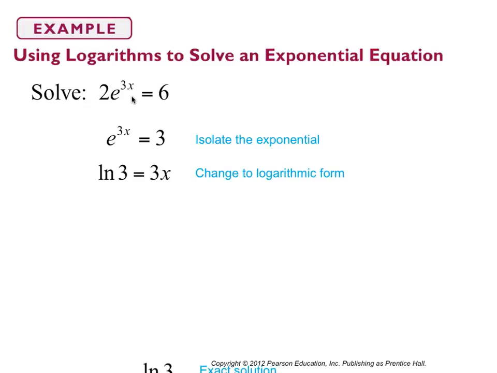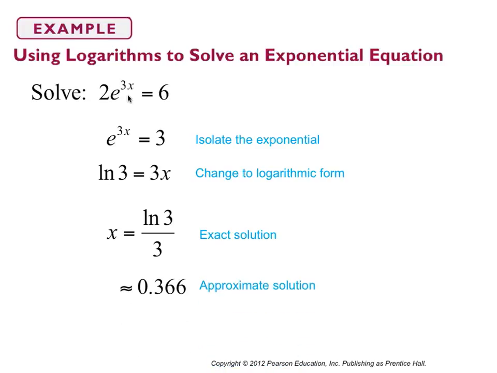And then we want to change it back into logarithmic form. So in this case, it would be ln of 3 equals 3x. And then in order to get x by itself, we divide both sides by 3. So we get ln of 3 divided by 3 is equal to x. That would be our exact solution.